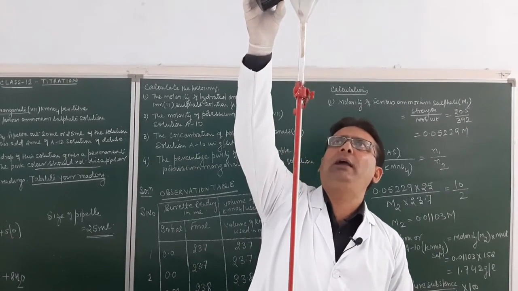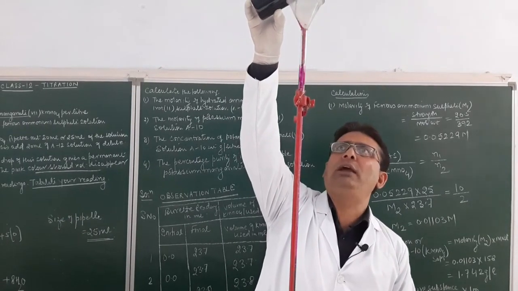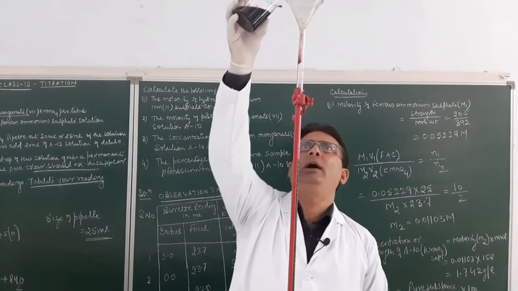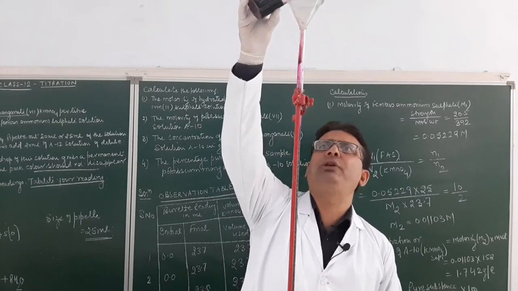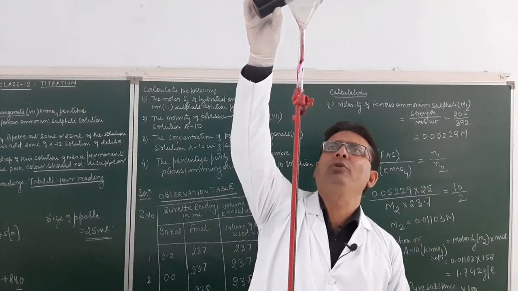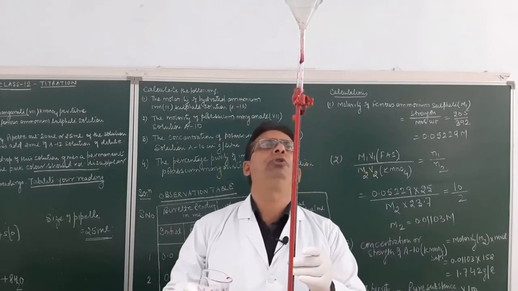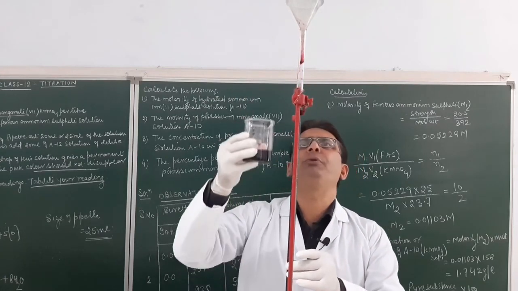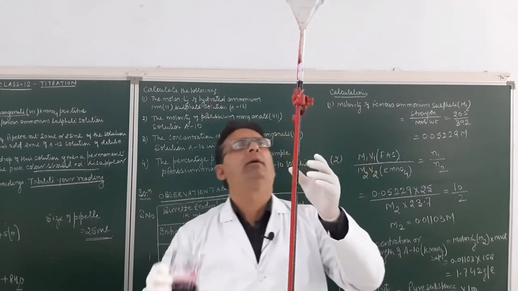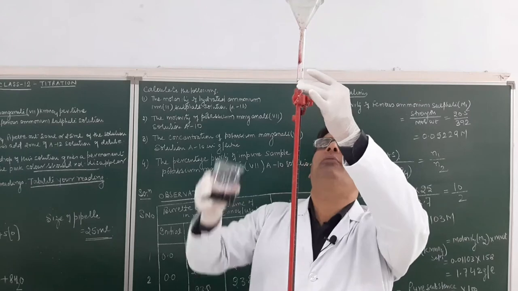Now we will add KMnO4 solution into this burette. You can see over here the KMnO4 solution is being added into the burette. Up to what mark? Up to the 0 mark. You can see, by keeping the burette in such a manner, you can easily see the markings on the burette. It is marked from 0 to 50. So it must be filled up to the 0 mark. Can you see, students? So it is filled up to the 0 mark.